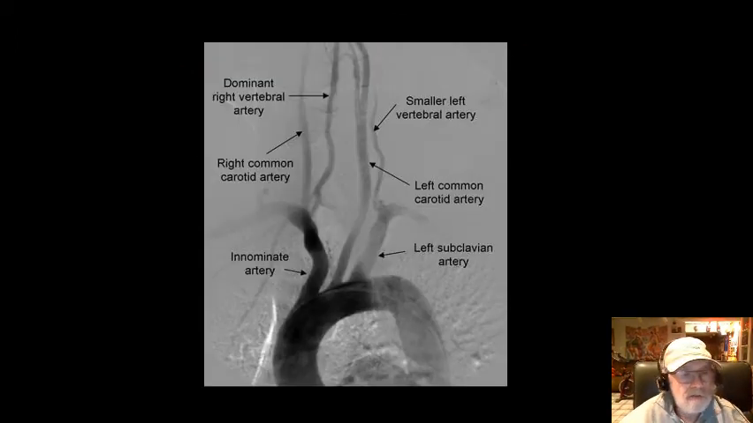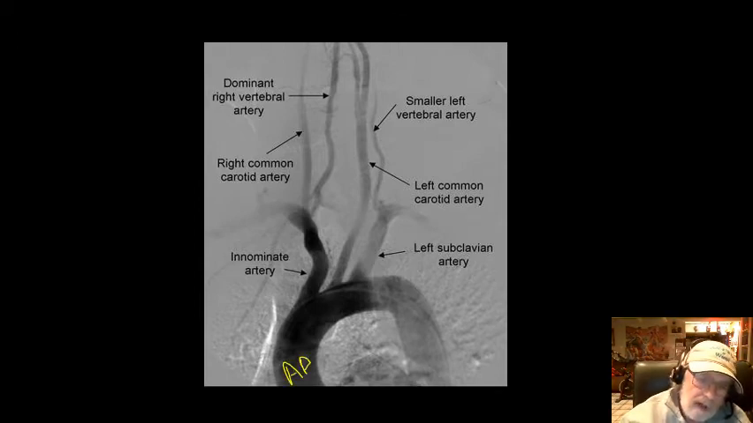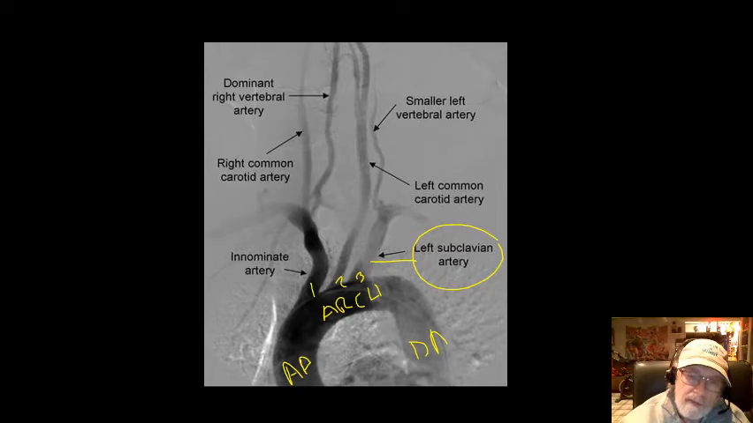Now this is just another view, and I just want to bring it up for a couple reasons. Here's the ascending aorta. Here's the aortic arch. Okay, this should be pretty well. So here's the descending aorta. Okay, here's obviously the left subclavian, which is my third branch. Three, two, one. Okay, and that's that.